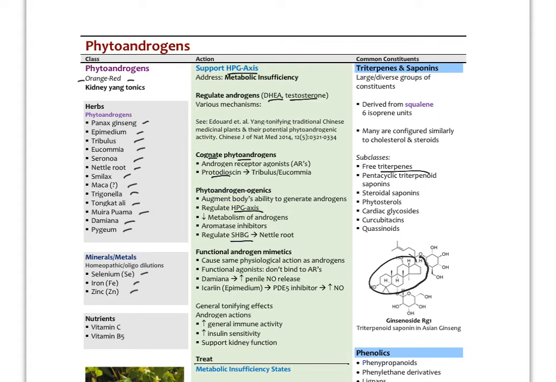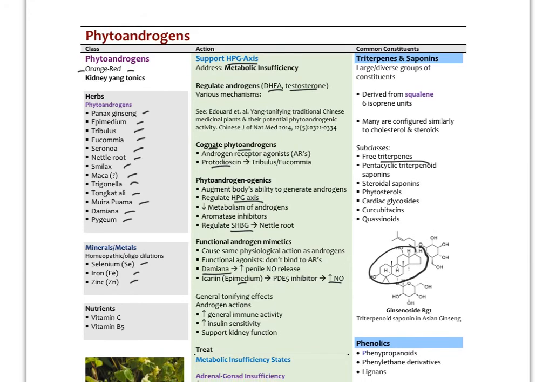There is a third class here, the functional androgen mimetics. And these cause the same physiologic action of androgens, but don't actually raise testosterone or bind directly to androgen receptors. So for example, damiana, we know, increases the parasympathetic stimulation to the penis, so it increases more nitric oxide release, and that'll help with erections. Icariin from Epimedium is a PDE5 inhibitor, just like Viagra, Cialis, etc., and that also will increase the nitric oxide. So these have, we could say, androgen effects, but not directly by increasing testosterone.